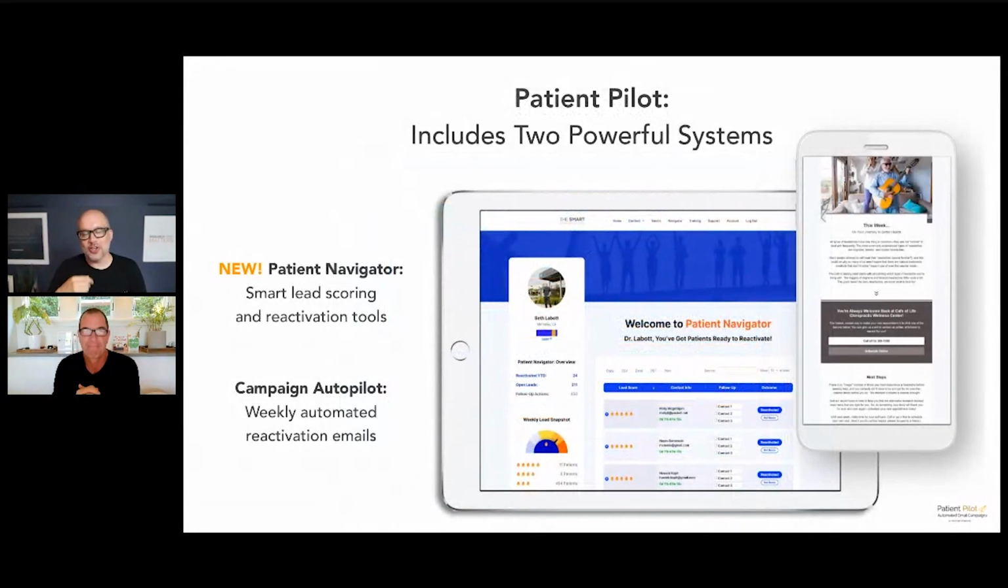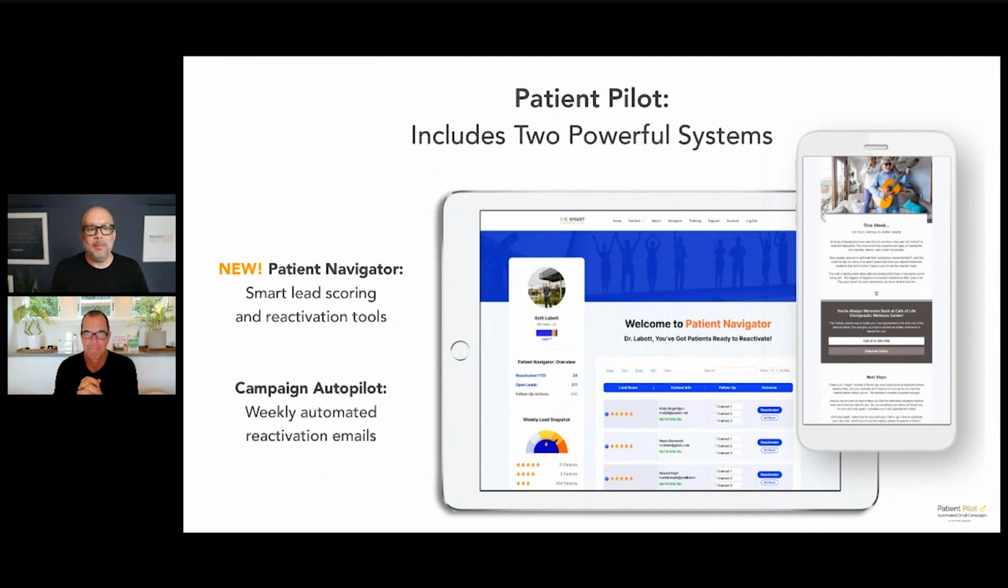This is the grand reveal of Patient Navigator. We're going to go into some details, because this is the transformation that can and will happen in your practice. Patient Pilot is now two powerful systems. Not only do all Patient Pilot members have access to Campaign Autopilot, which are your weekly automated reactivation emails, but now we are super proud and excited to launch Patient Navigator.